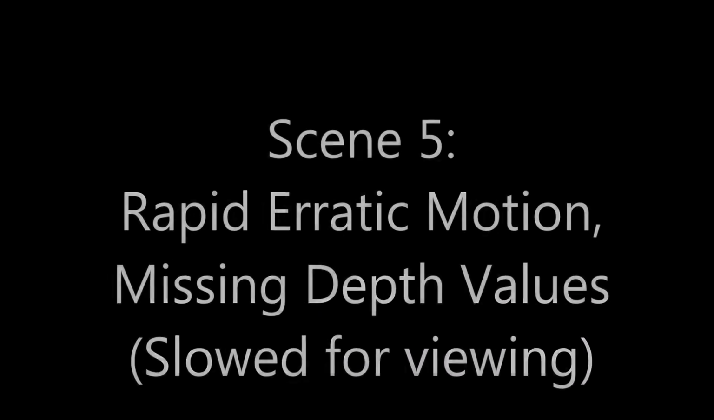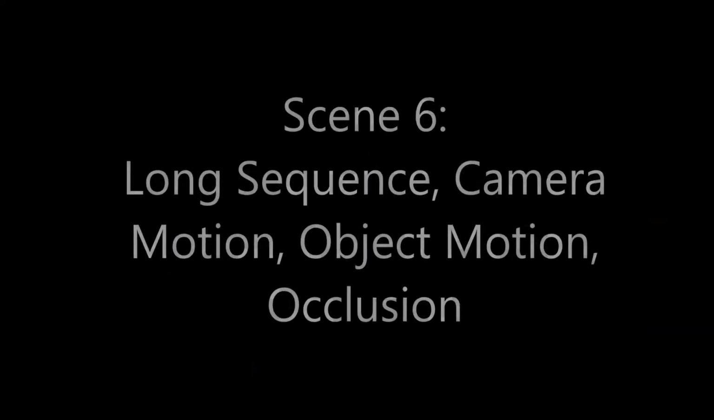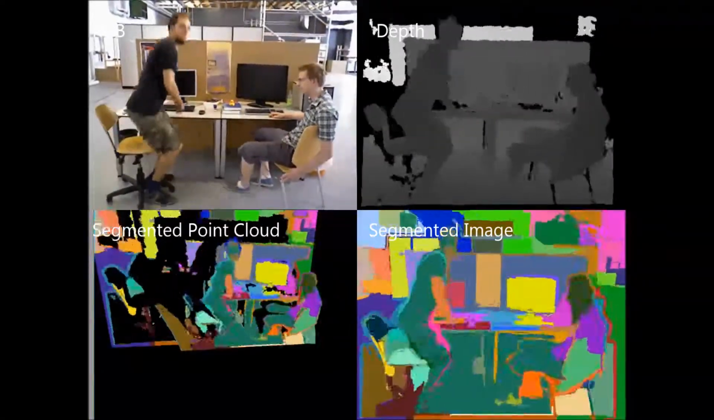Scene 5 is a slowed playback of our method on a scene with erratic movement and missing depth values. This is where our method suffers. Scene 6 shows a long, complex scene with full occlusion, camera motion, and object motion.